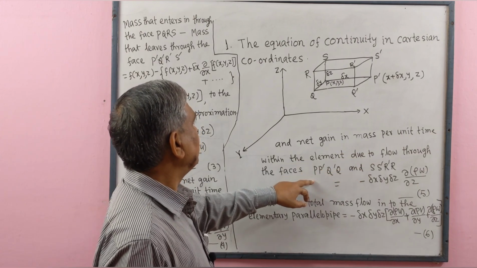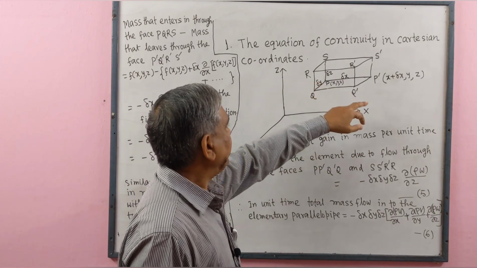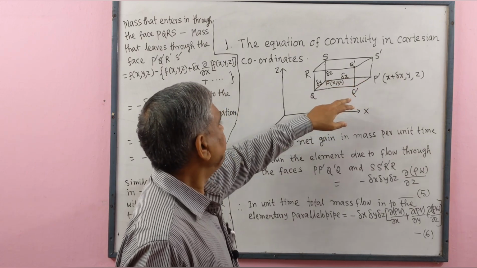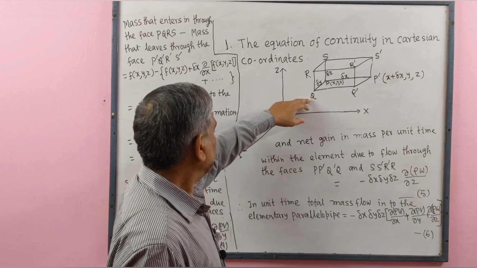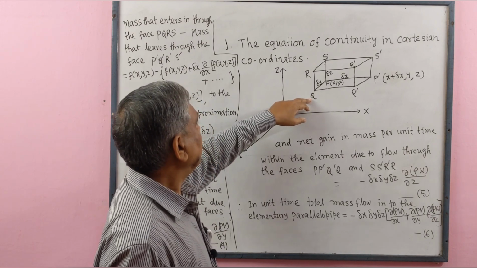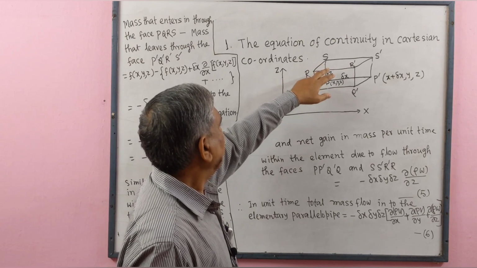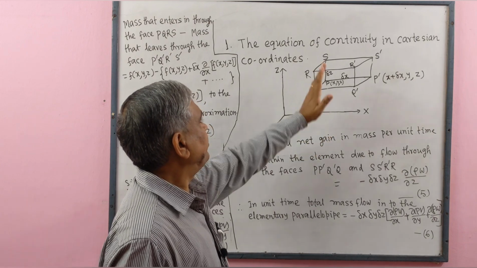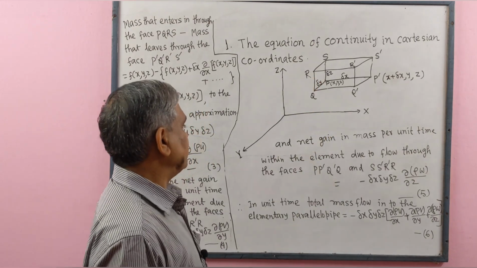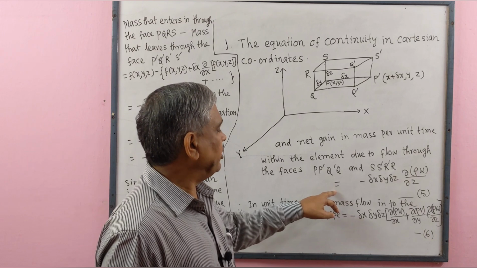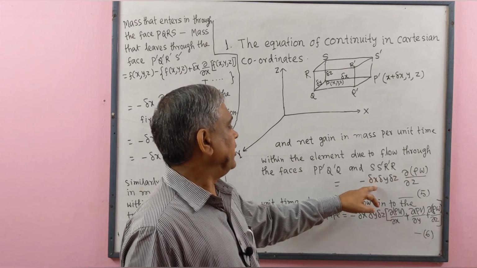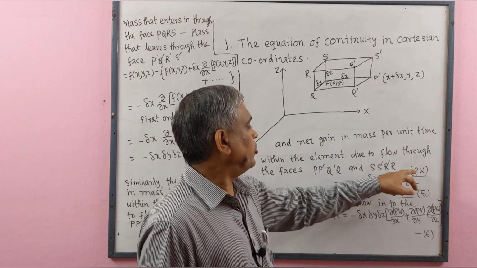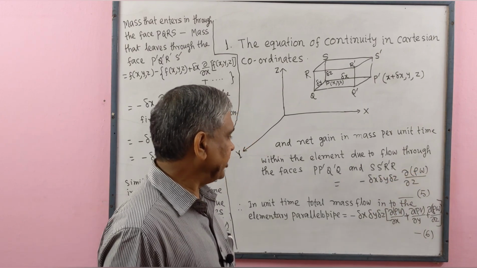And similarly, the net gain in mass per unit time within the element due to flow through the phases P, P prime, Q prime, Q and S, S prime, R prime, R, that is parallel to the z axis, the value will be equal to minus delta x, delta y, delta z times the partial derivative of rho w with respect to z.